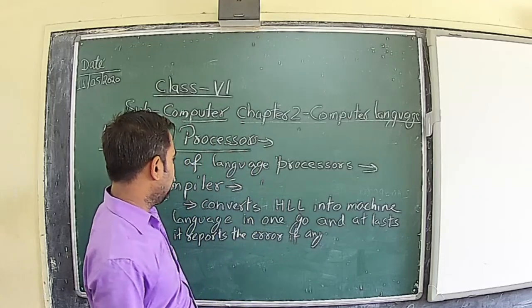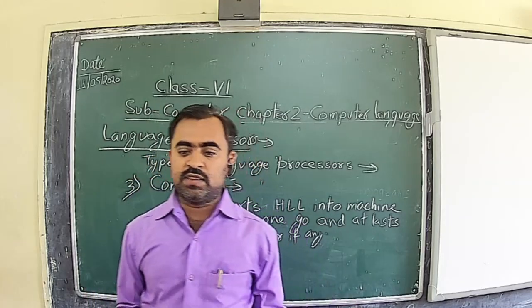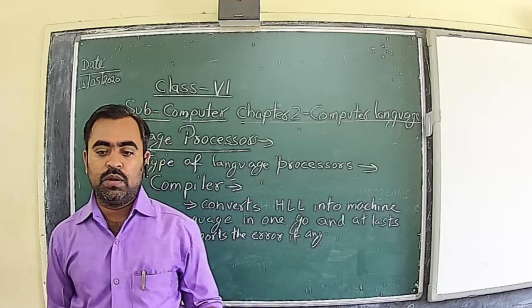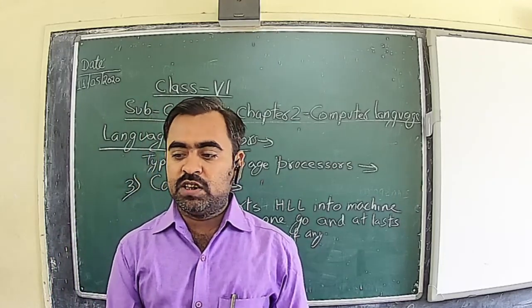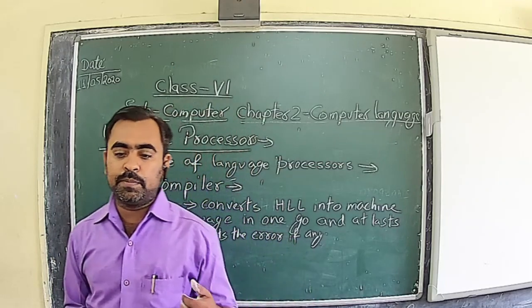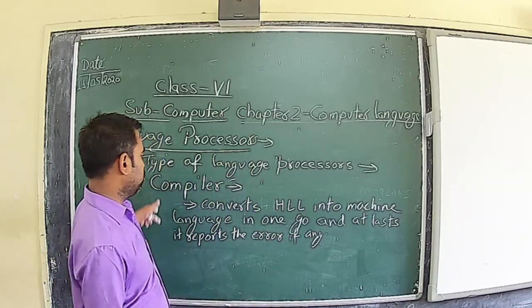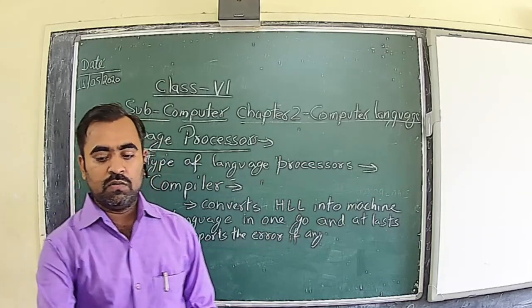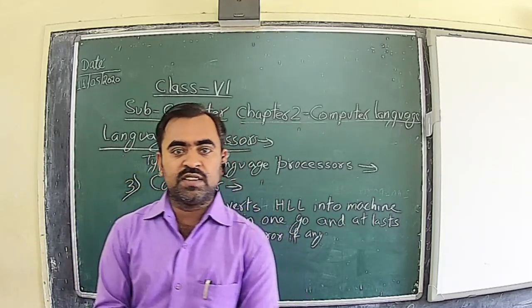So there are three types of language processor we have discussed: assembler, interpreter, and compiler. The assembler is used to convert assembly language into machine language. The interpreter and the compiler are both used for high level languages. And this is how we come to the end of this lesson.